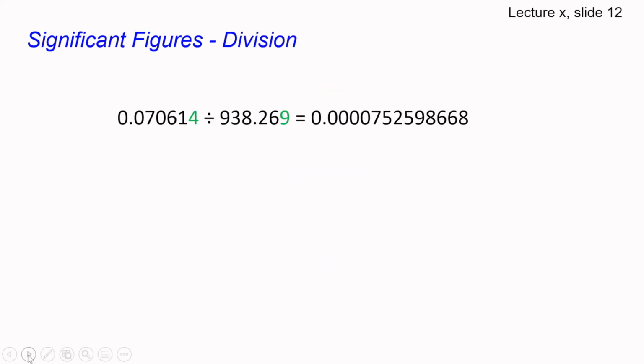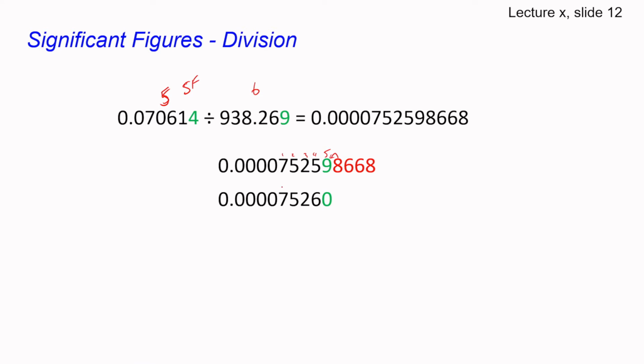Okay? Same with division. Division and multiplication are handled the same way. We have 5 sig figs here. And here we have 6 sig figs. So that means we can only have 5 sig figs in our answer. So 1, 2, 3, 4, 5. That means that 5th sig fig is our uncertainty. And as we look at that uncertainty, will that cause it to round up? And in this case, yes. So once again, we have to have 1, 2, 3, 4, 5 sig figs. And sure enough, we do.